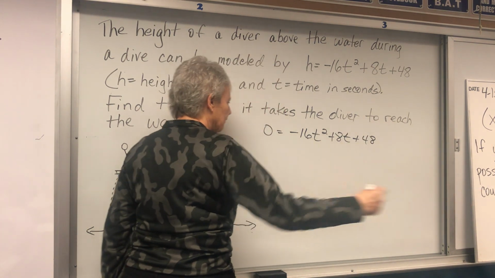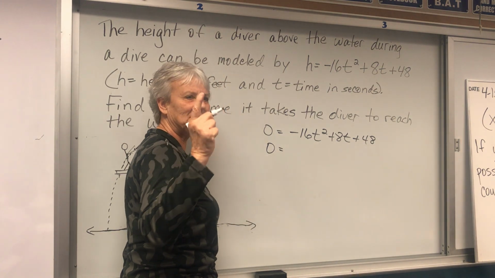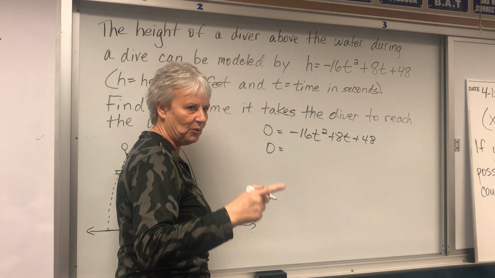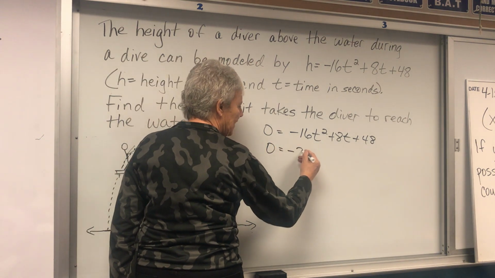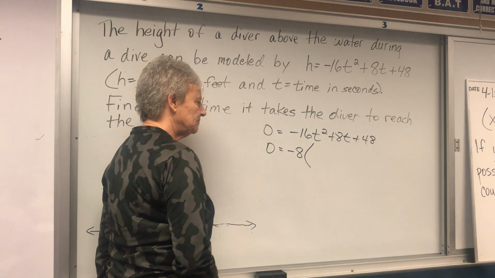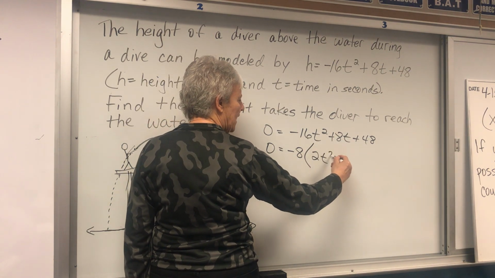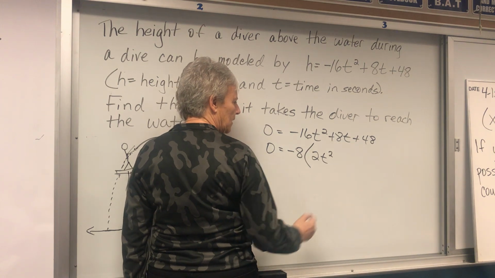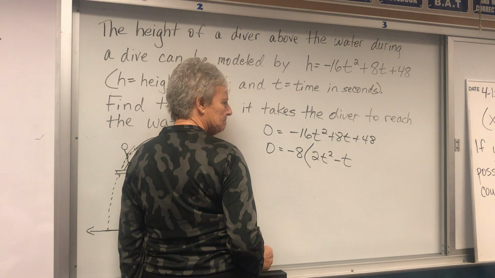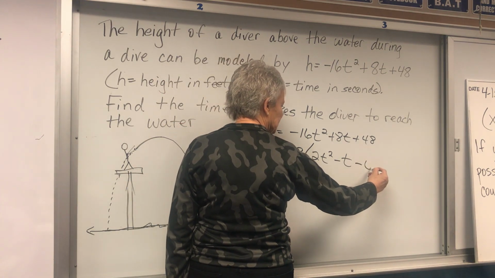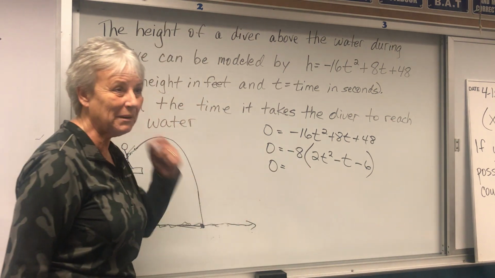Now, what's the GCF? 8. Actually, -8. You want to get out a negative leading coefficient. -8 times 2t squared minus t minus 6. Okay, now we have to factor this by grouping.